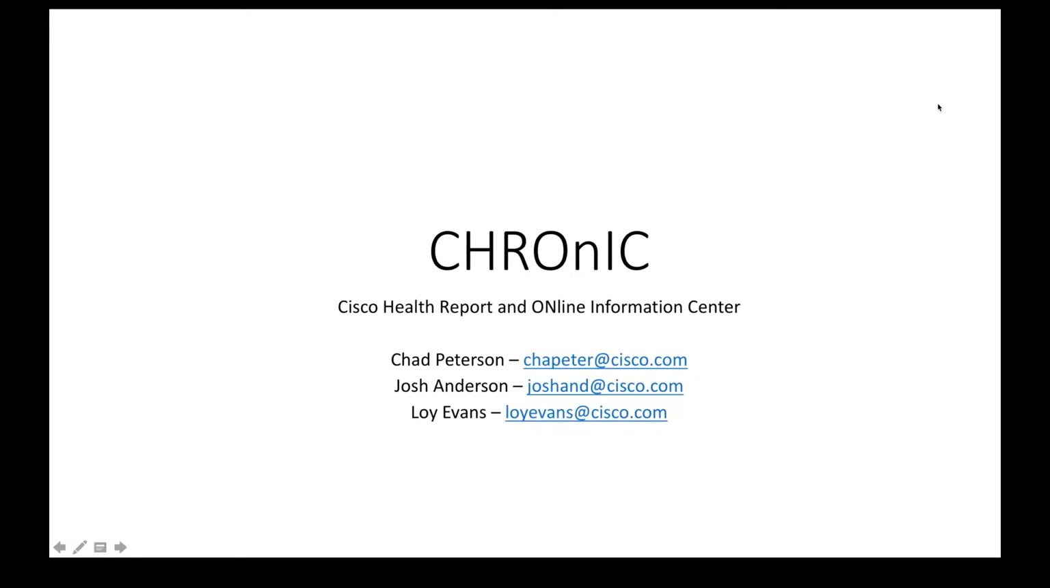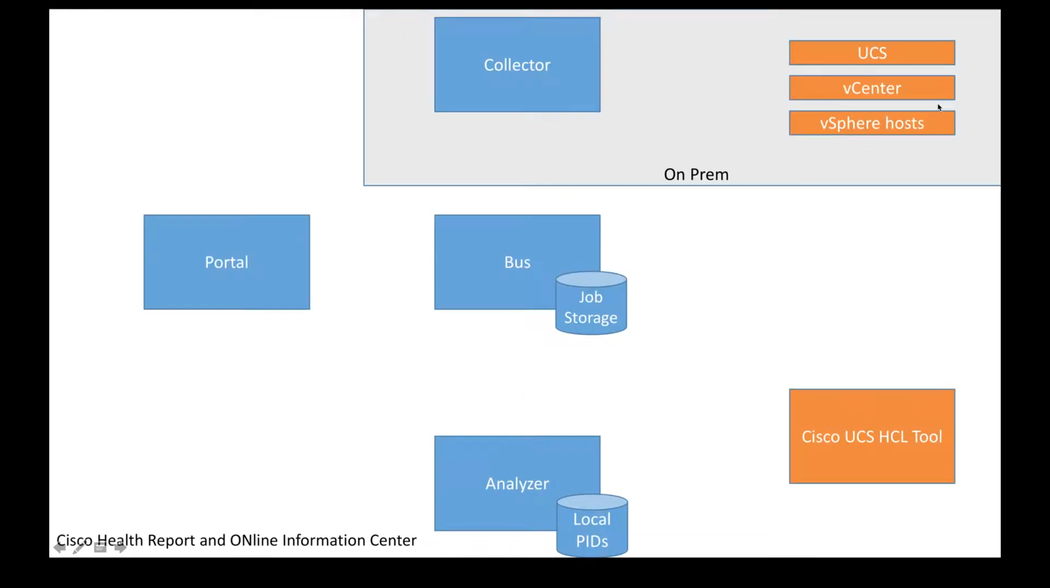All right. And so what we have, this is kind of our overall architecture. There are some on-premise components, obviously. Your hardware is going to be on-premise: your UCS servers, your vCenter, and your vSphere hosts themselves. You'll also need a collector that sits on-prem, and that's what actually processes the commands that are sent to it and interacts with the on-prem infrastructure.